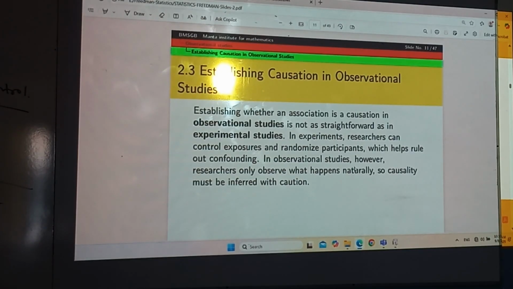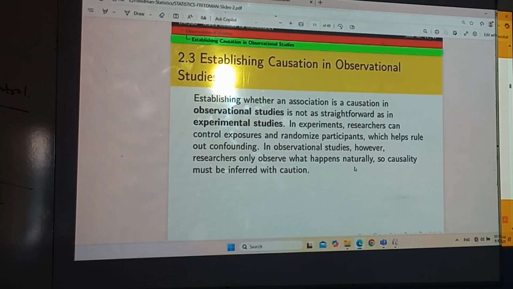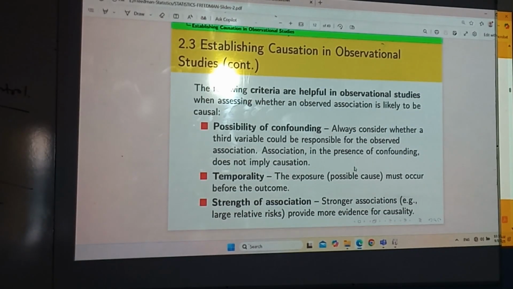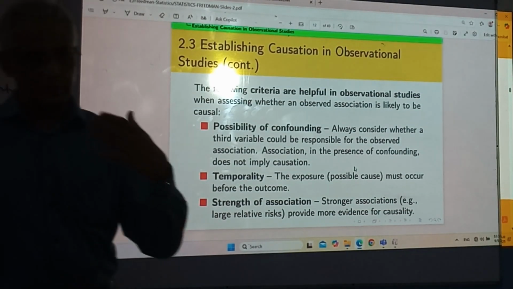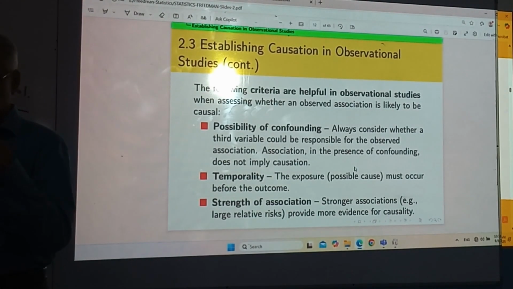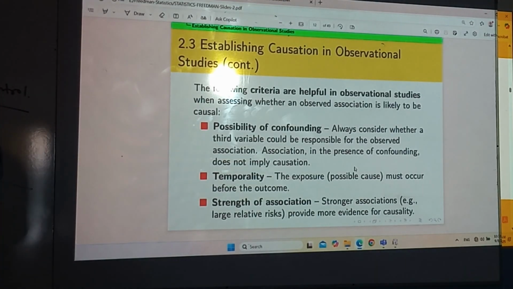So, in experiments, the researcher can control exposure and randomize participants, which helps rule out confounding. In observational studies, however, researchers only observe what happens naturally, so causality must be inferred with caution. If you are going to decide that this is a causation, you have to be careful. Usually, in observational studies, when people report their findings, they have to be very careful to write it correctly, otherwise the implication will be meaningless.